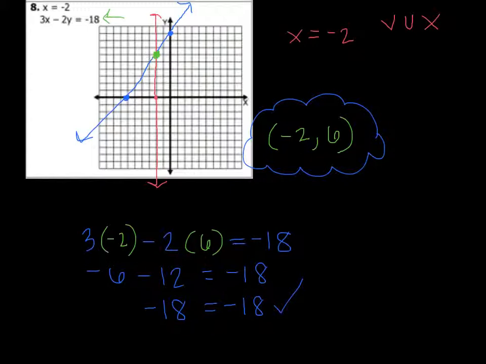Now, it also has to work in the other equation. Well, that one's a little bit easier because it was x equals negative 2. Does x equal negative 2? Yes, it does. So I know that that is the solution to my system. So remember, the solution to the system is the point at which the 2 lines intersect. So I was looking for this point right here.